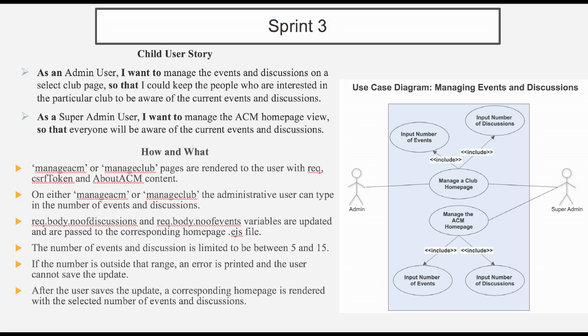If the number is outside that range, an error is printed, and the user cannot save the update. After the user saves the update, a corresponding homepage is rendered with the selected number of events and discussions.